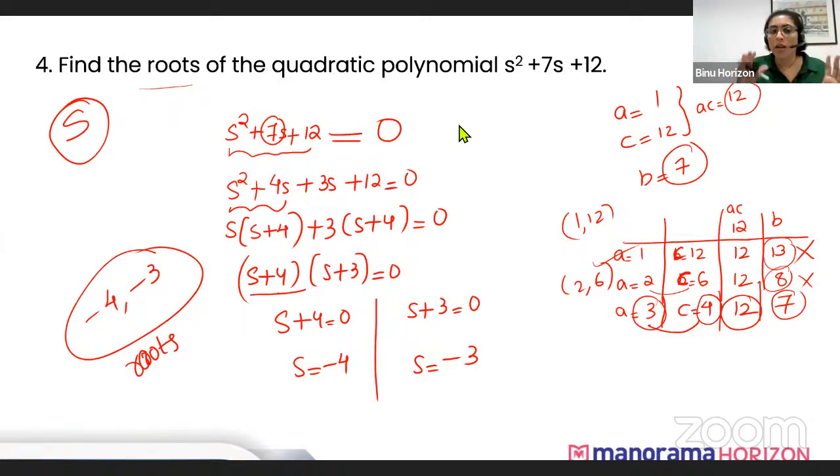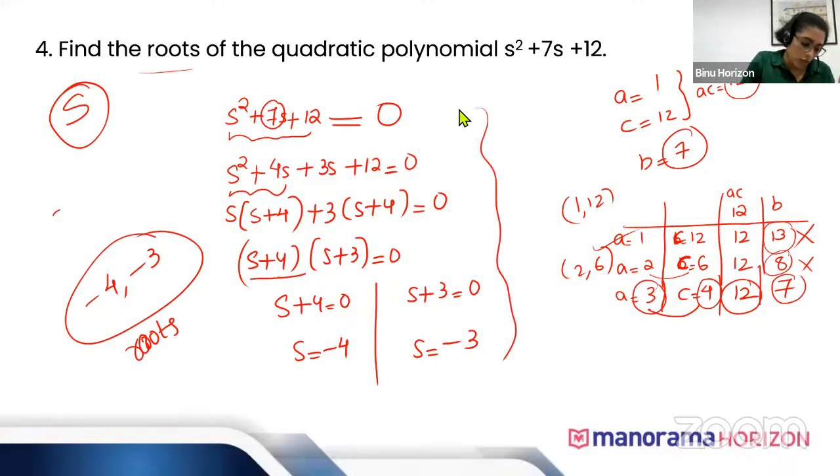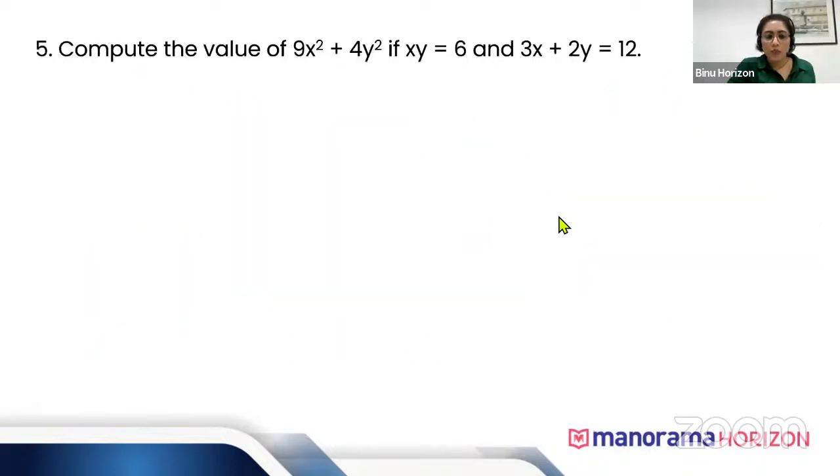So here the polynomial contains the variable s, so the entire step should go with s only. Understood? So s is equal to minus 4 and minus 3 are the answers. Now let's see the next question.